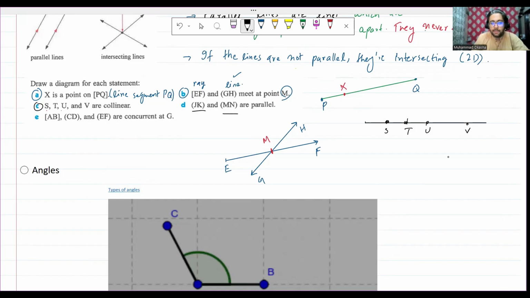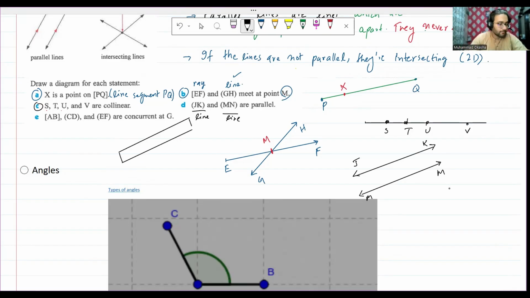JK and MN are parallel, and these are lines. So this is a line that is JK. Here is another line, which I'll name MN, and they are parallel. I hope you can see that they're parallel to each other. How you can draw it on paper is you can keep a ruler, and draw a line on this side of the ruler and this side of the ruler. That's the perfect way to draw two parallel lines. Okay, you can name them JK and LM.